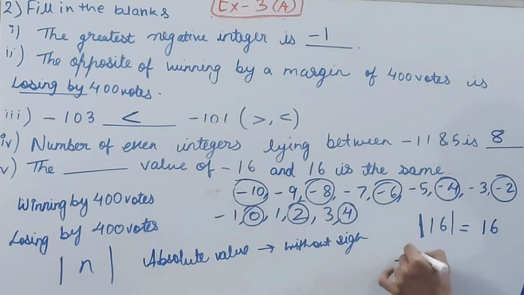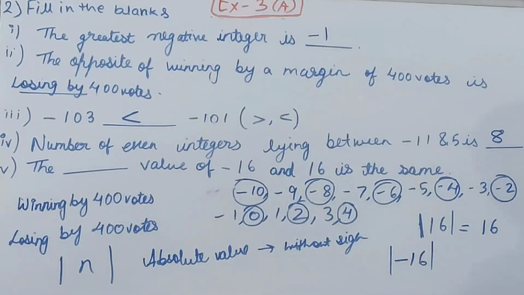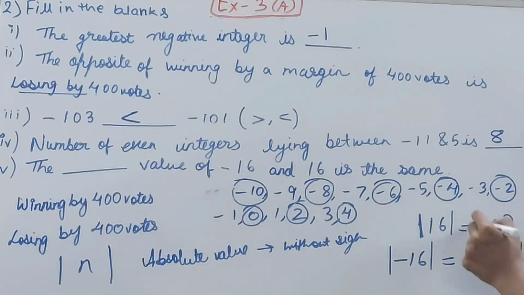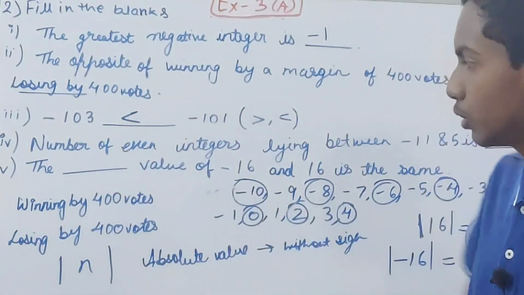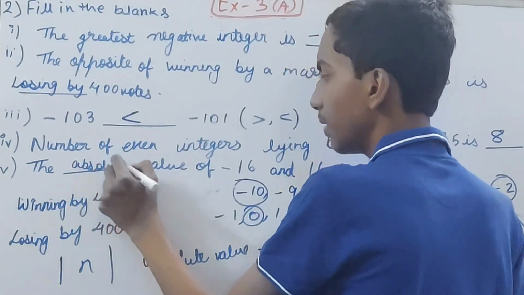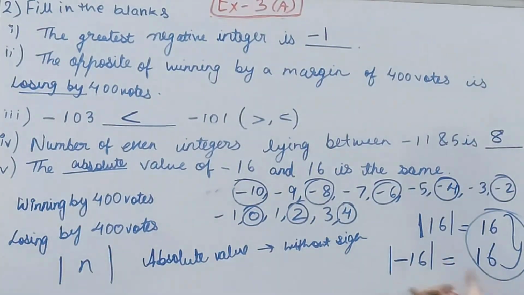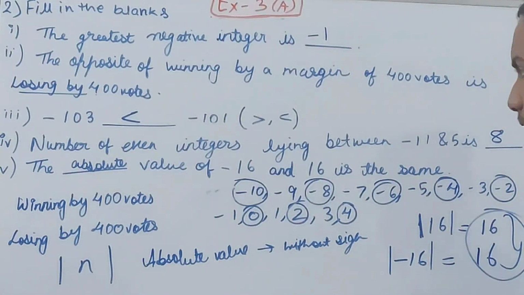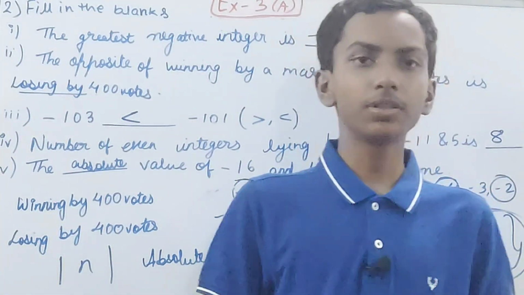Then minus 16. Again I put this under the mod, so I will remove the minus sign after opening the mods, so I will be left with 16. And can't you see both of these are same? So that means the absolute value, because right now we have taken out the absolute value, so the absolute value of minus 16 and 16 is the same, and that's your answer. And friends, this is all for today.